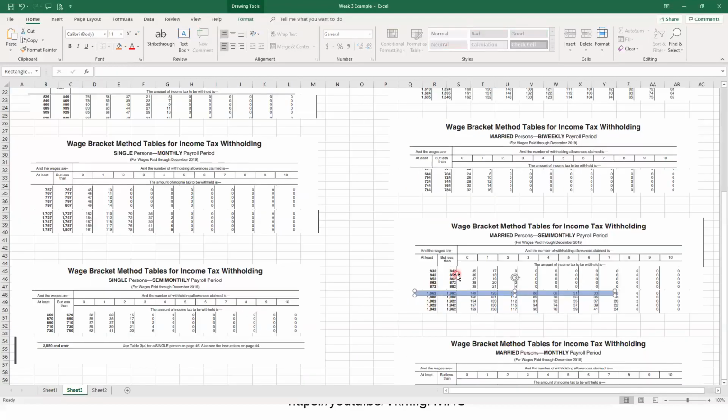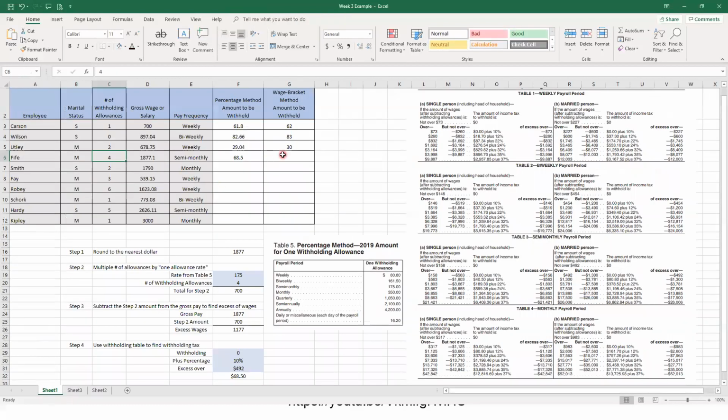Okay, so $18.77, yep, falls in there. Our 4 allowances, we come down and see that our wages should be $68. Or sorry, our withholding should be $68 for this employee. And again, you can see this is very close. These are the double checks that I want you to check on, is to make sure that these two are close. Okay, next one, we've got wages of $17.90.